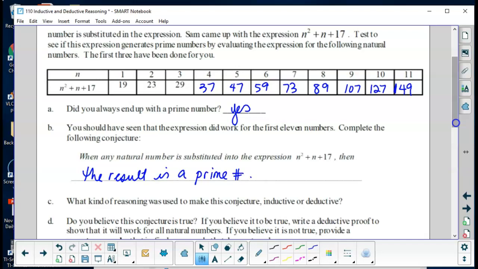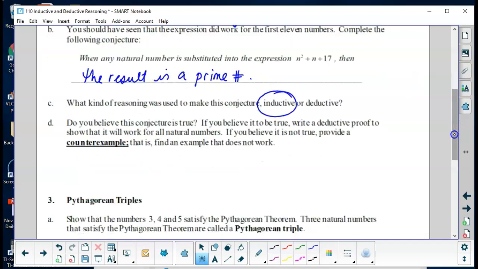What kind of reasoning was used to make this conjecture? Inductive or deductive? Well, we looked at all of these examples. So examples are inductive. Do you believe this conjecture is true? If you believe it to be true, write a deductive proof to show that it will work for all natural numbers. If you believe it is not true, provide a counterexample. So find an example that does not work.